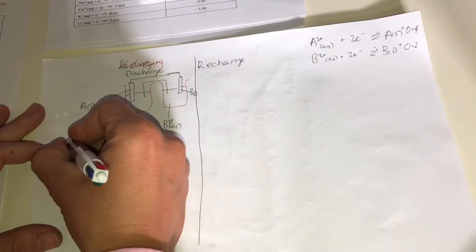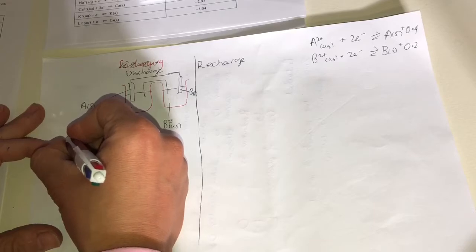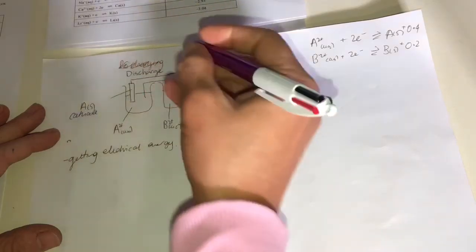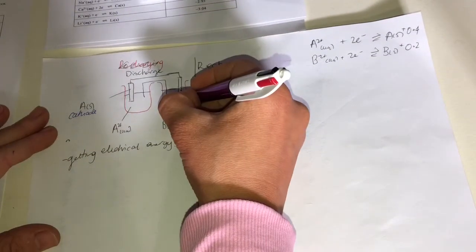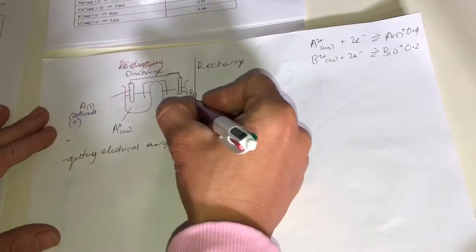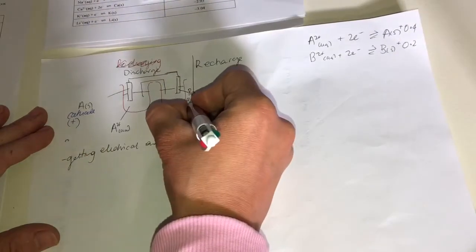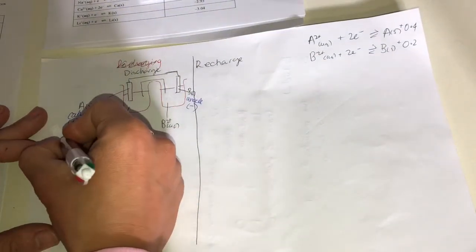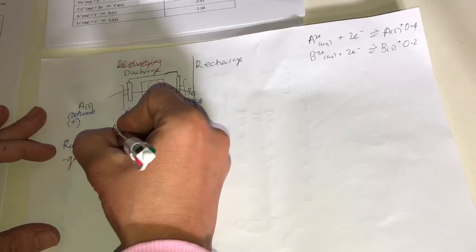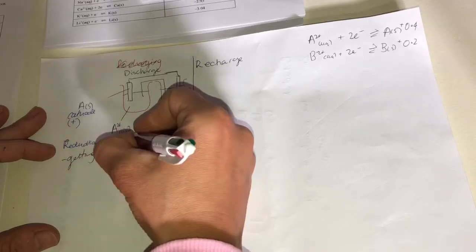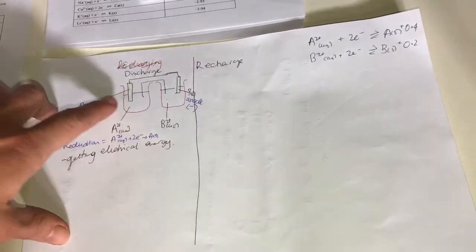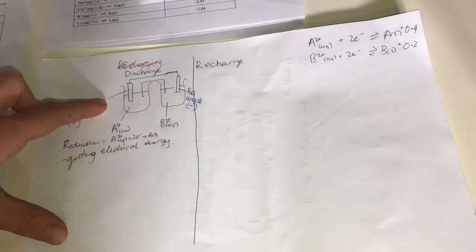So your cathode is A solid and your anode is B solid. Your cathode is positive because we're getting electrical energy, and your anode is negative. And reduction occurs at the cathode, and it will be reduction of A2+ plus 2 electrons, producing more A solid. So your A solid will increase in mass over time.